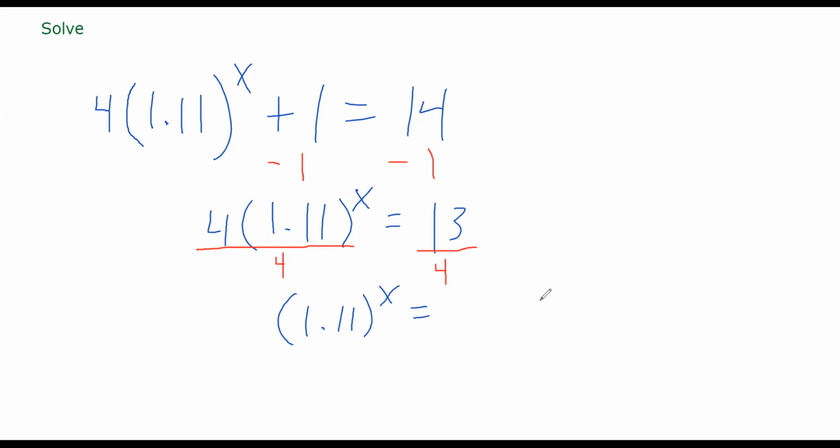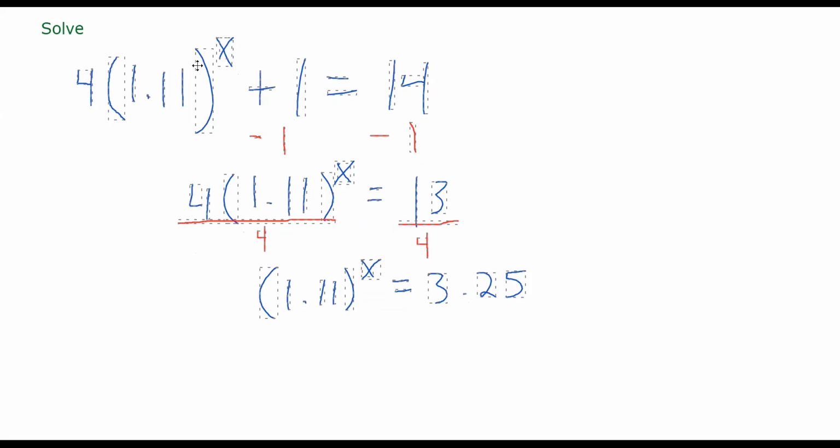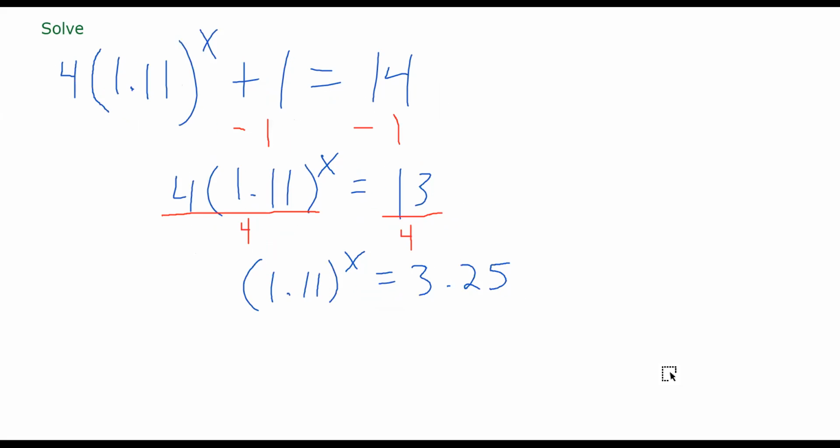Now dividing by 4 is not very perilous, so we can actually write that as the decimal number 3.25 if we want. That'll probably help us. Now, we notice that we're raising to the xth power. We need to get x out of the exponent so we can actually do stuff with it. So we can actually kind of solve for it.